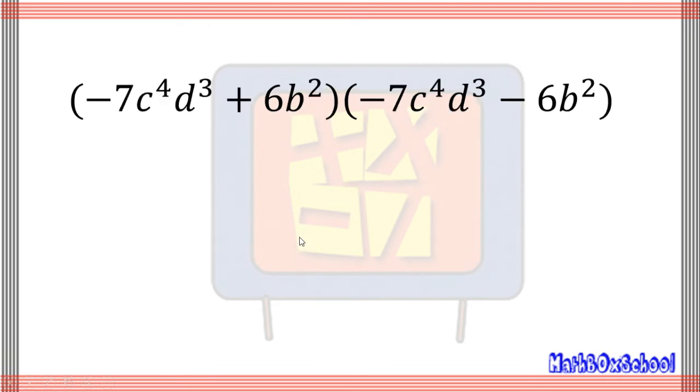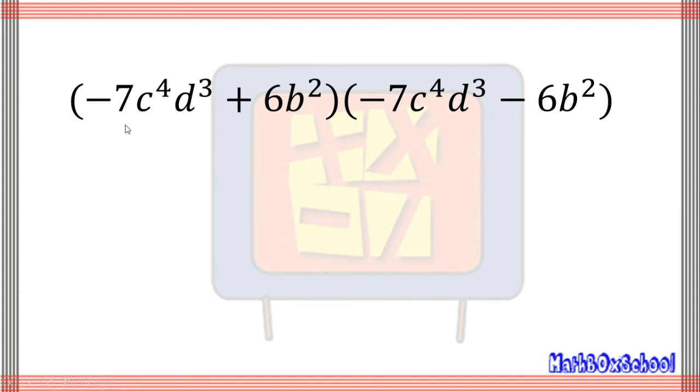For our last example, we have negative 7c to the fourth power d cubed plus 6b squared times the quantity negative 7c to the fourth power d cubed minus 6b squared. So as you can see, the first term are both negative, pero parehas sila. So again, this is an example of the product of the sum and difference of two terms.